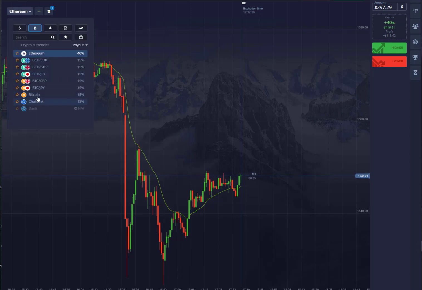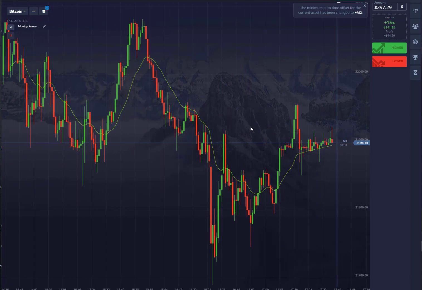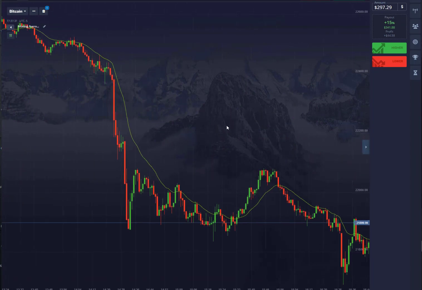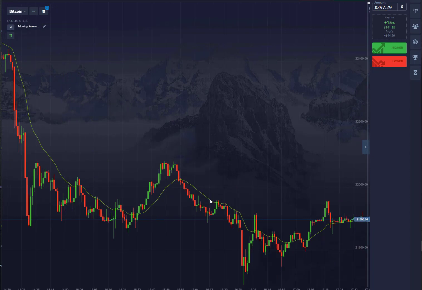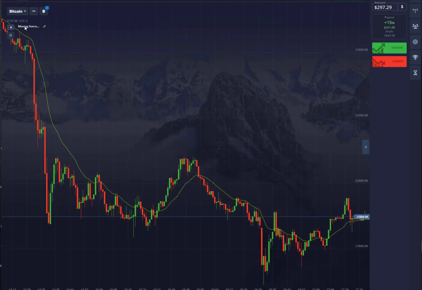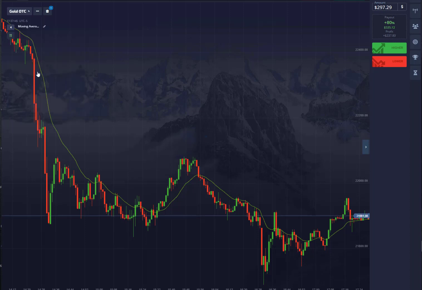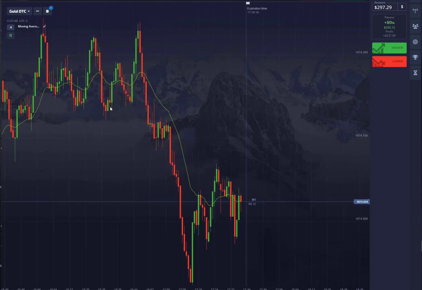Same deal. Let's look at Bitcoin. Crypto is pretty choppy, but it's still doing the same thing. Drop, trend break, retest to a new low. Same pattern. Wherever you look. Let's do some oil. Look at gold.